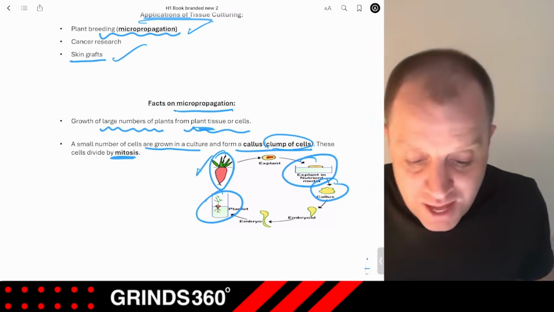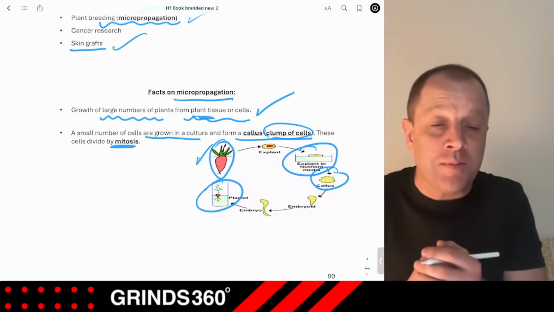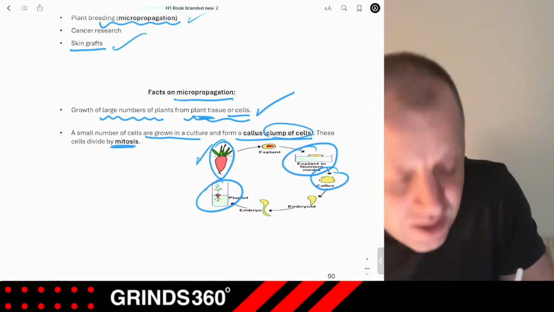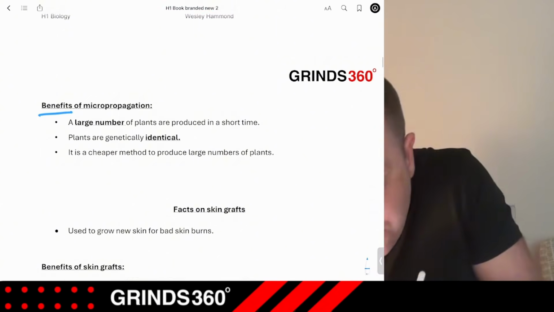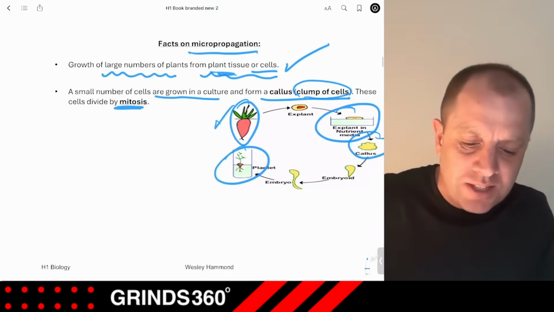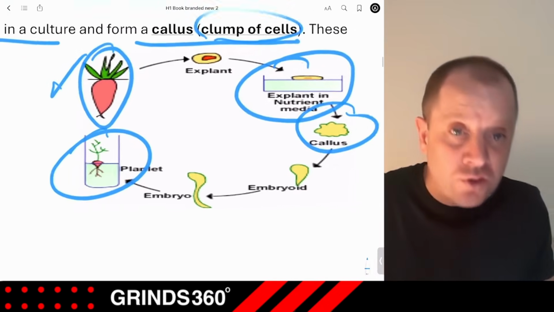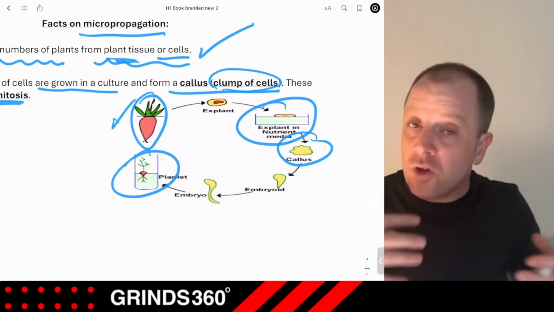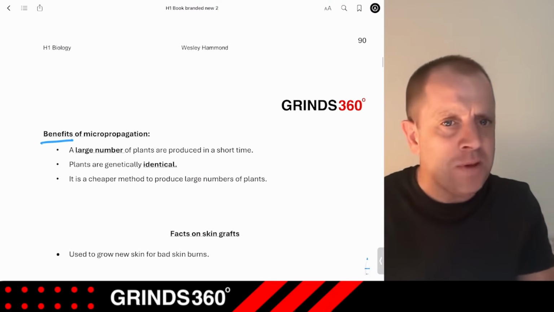Okay? So that's what micropropagation is. It's where we grow a number of plants from plant cells. Now, if we go here, what's the benefit of doing this? Why would you want to grow plants this way? Why would you take cells from one plant, provide them with the correct nutrients, a suitable temperature, oxygen, whatever they need?